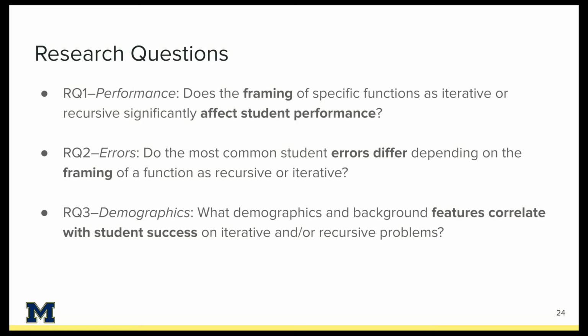Second, we looked beyond participant correctness and investigated common errors. We were interested in if the most common student errors differed depending on the framing, and if so, were there any themes to these differences? Finally, we investigated correlations between common demographics and background features such as experience, gender, and spatial reasoning ability with programming performance.